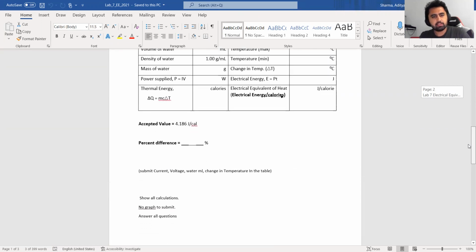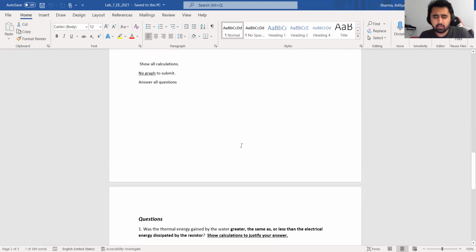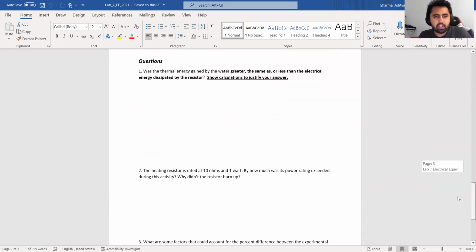and then you don't have to change this into some form of SI units. So once you have that, as you can see, electrical equivalent of heat is electrical energy over the calories, which means you have this over this. So your electrical energy over thermal energy should be equal to this value. This is the theoretical value, and you will write your percentage difference here. And then you show your calculations. There will not be many calculations, like 2 or 3 lines. And after that, you have these 3 pretty simple questions.